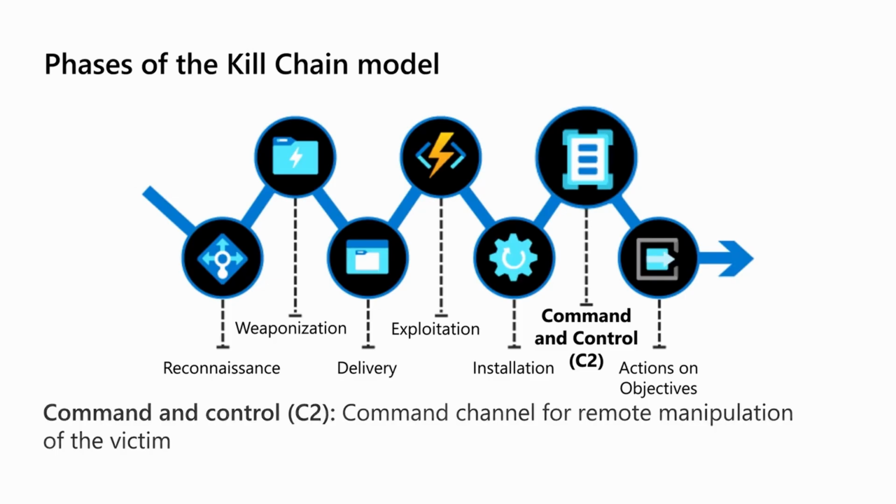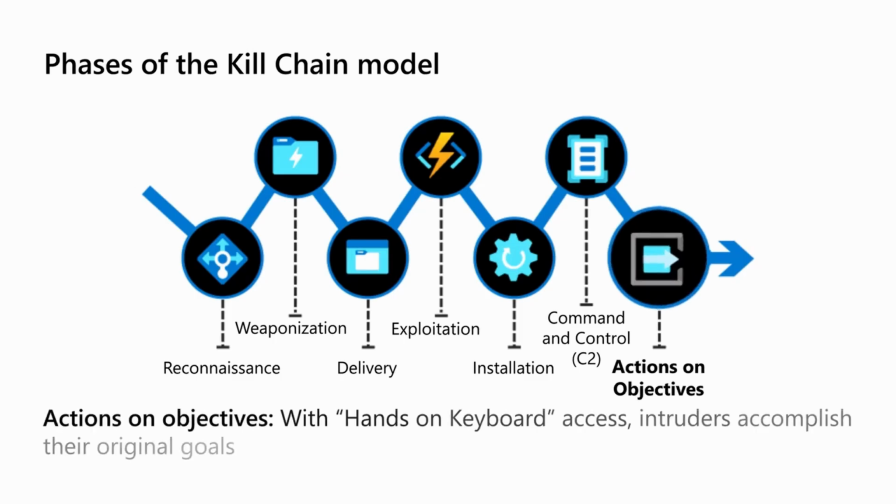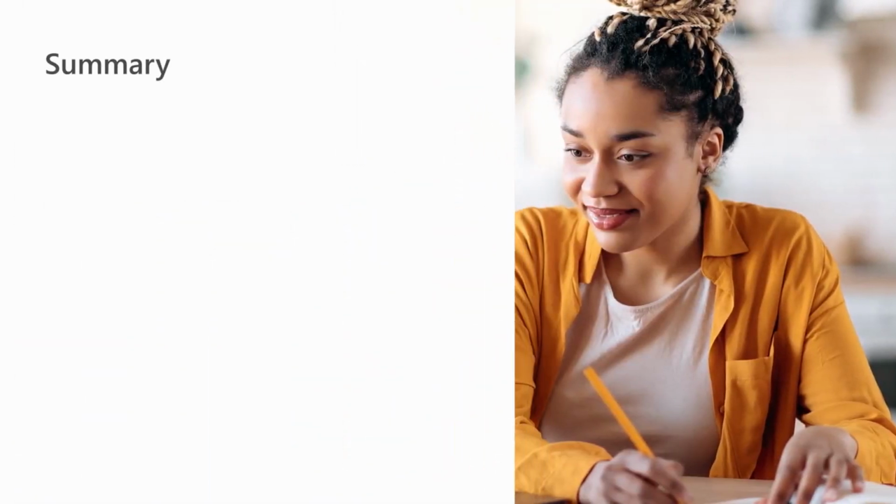device or network. In the actions on objectives phase, attackers with hands-on keyboard access work diligently to achieve their initial goals. Having gained control and established a strong presence within the compromised system, adversaries can now carry out their intended actions. This could involve various activities such as exfiltrating sensitive data, modifying or deleting files, disrupting services, or launching additional attacks. Now let's summarize the key points.